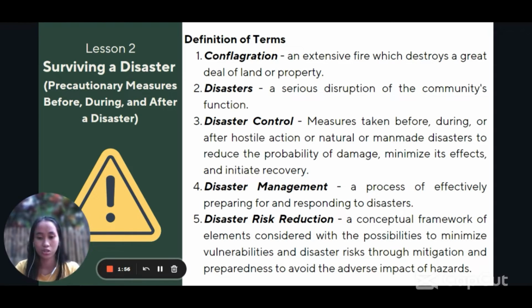Second is disasters. A disaster is a serious disruption of the community's function. It is an unexpected nga panghitabo that might lead to destroy the environment.